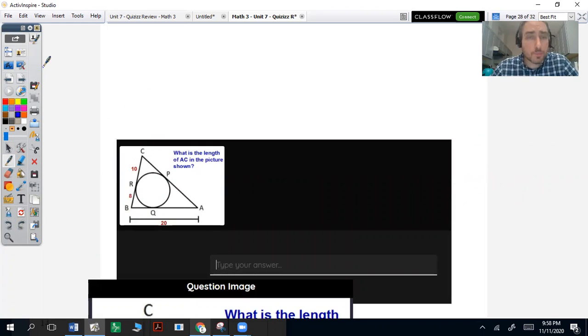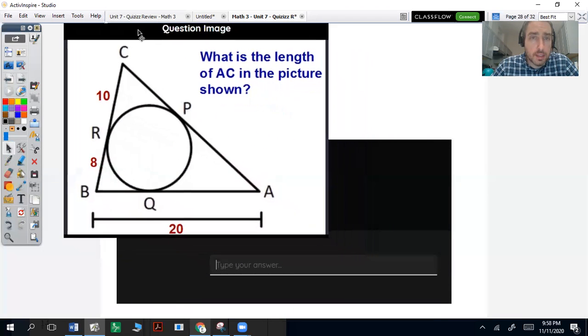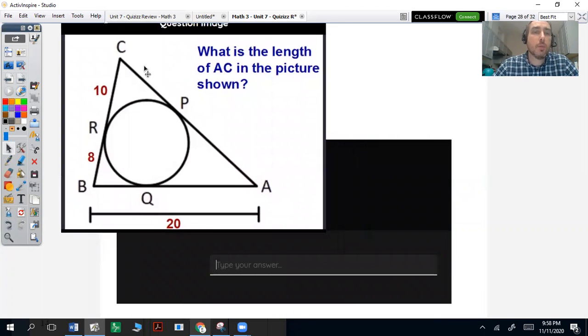All right, first question. We have a circle inside of a triangle. Whole bunch of lengths here, and our goal is to find what is the length of AC. AC is the length from here all the way to here. So in order to do that, I need to know what is this length and what is that length here. It's going to be split up into 2 different lengths from that point.